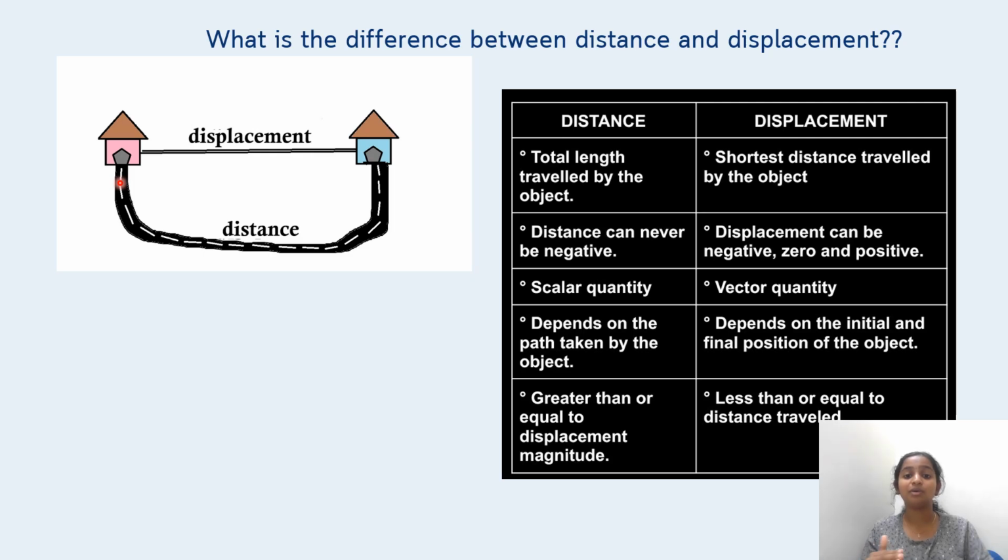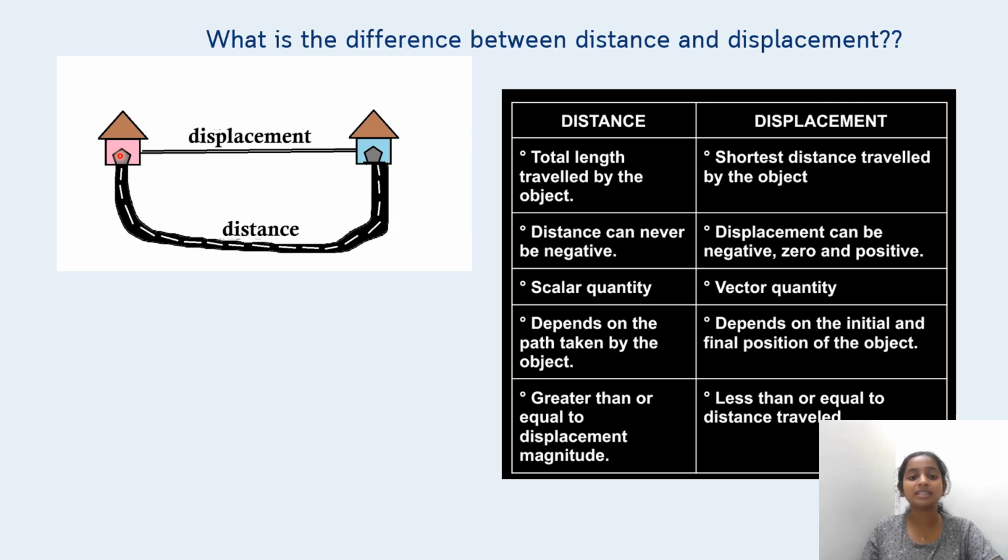And it can never be negative. How can we say that? Oh, I traveled this much negative distance. We cannot say that, right? So distance can never be negative. But displacement can be negative. If you start from here and you walked all this way and you reached back to the same position, your displacement will be 0. So displacement can be positive, negative as well as 0.